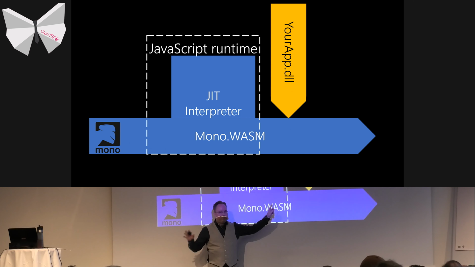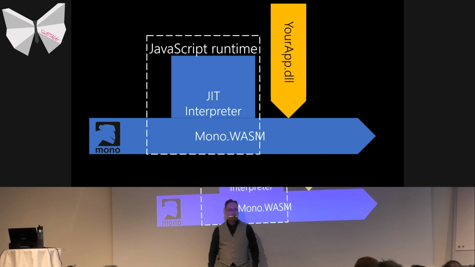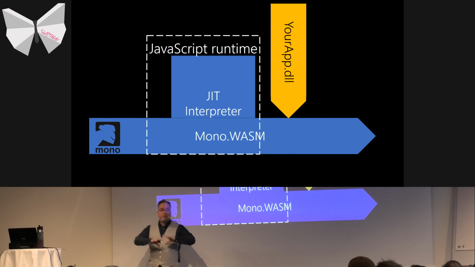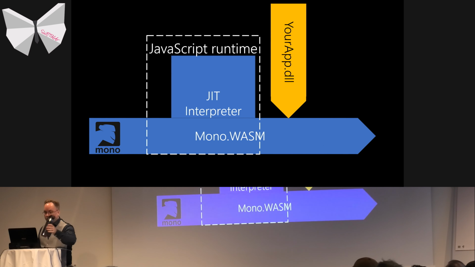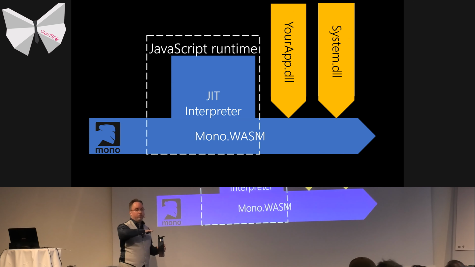We're not compiling C# to WebAssembly. We're compiling it to just normal DLLs, which means that all the DLLs that you use, almost all of them at least, you will be able to use in the WebAssembly version of Blazor. It's going to make sure to download your DLLs, and it's going to make sure to download all the other DLLs that you might need.